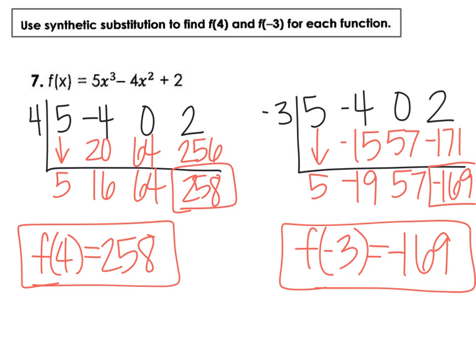All right, so you should have set up your synthetic substitution like this. You should have had 4 on the outside, 5, negative 4, that placeholder 0, and 2 on the inside. And then the same coefficients on the inside over here with negative 3 on the outside. You did your synthetic substitution, and you got f of 4 equals 258, f of negative 3 equals negative 169.